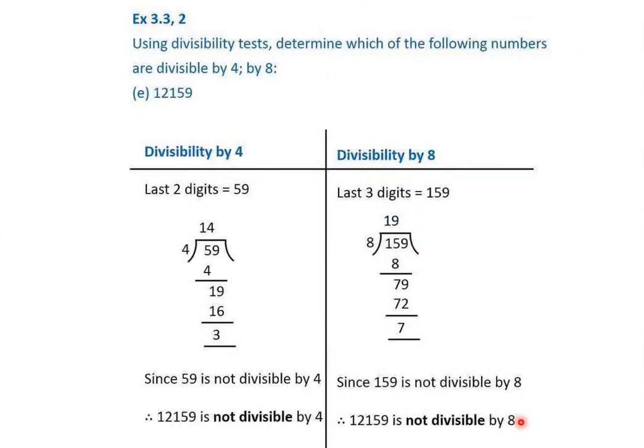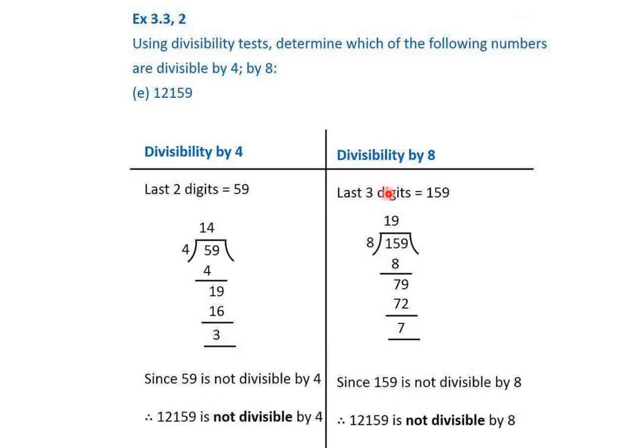The next question is 3.2's E question. The last 2 numbers are 59. Let's divide it by 4. The quotient we got is 14 and the remainder is 3. That means the number is not divisible. We need 0 in the remainder. So here it is not possible, right?